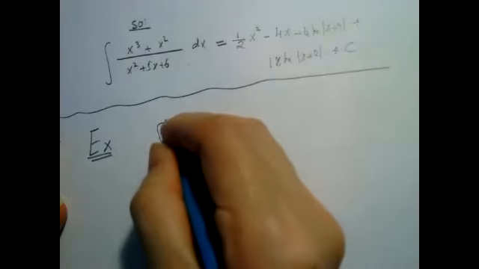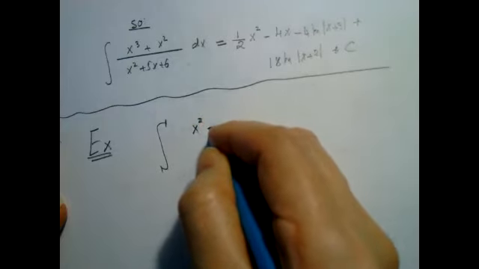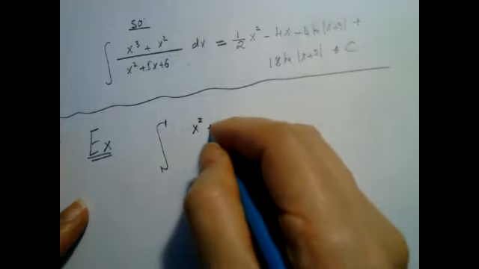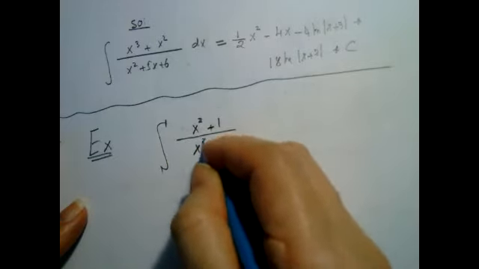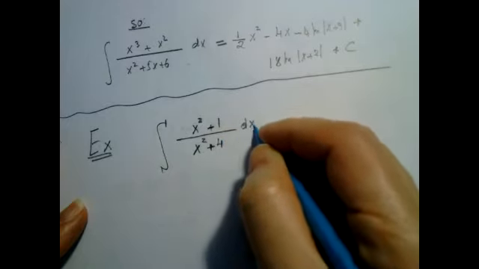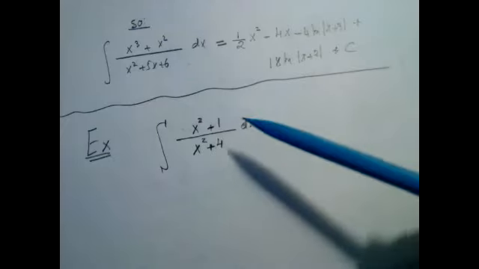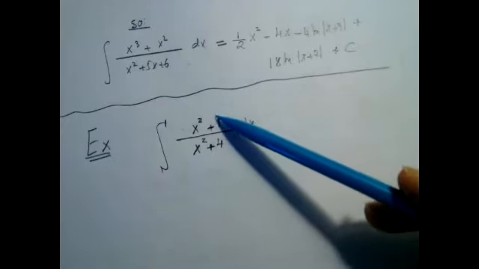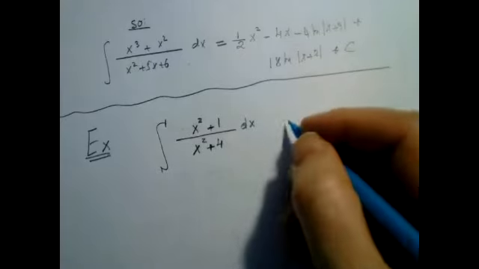Suppose I ask you to evaluate the following. Suppose x squared plus 1 over x squared plus 4, dx. Okay, it's simpler, I guess, than the previous one. So again, we're going to analyze this. We have degree issue. Both degrees are equal. So we have to divide. Okay, so let's divide.